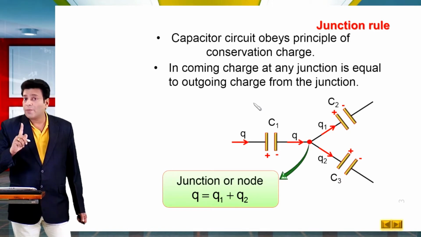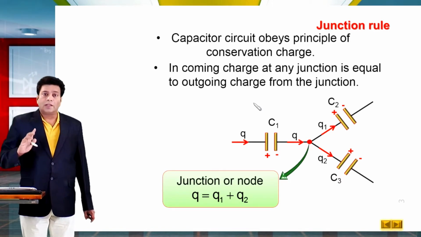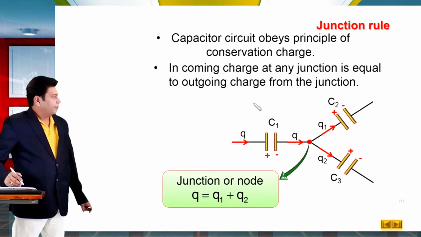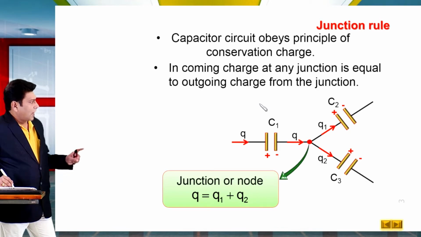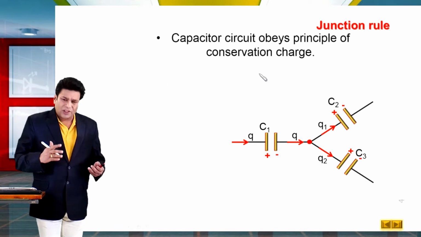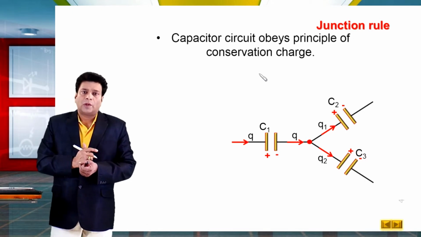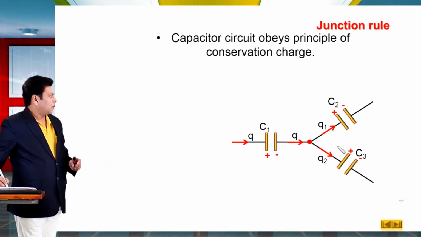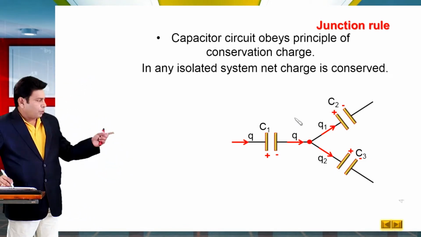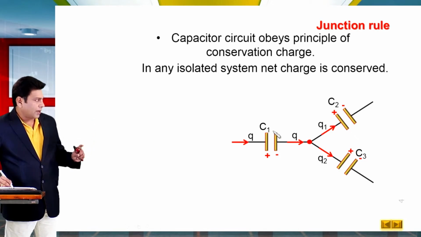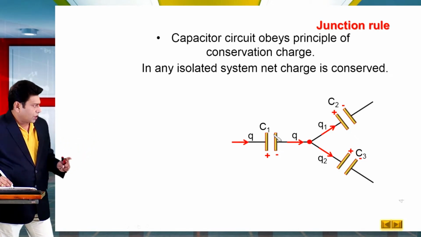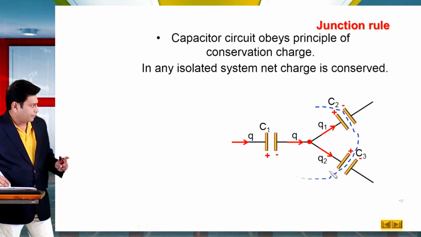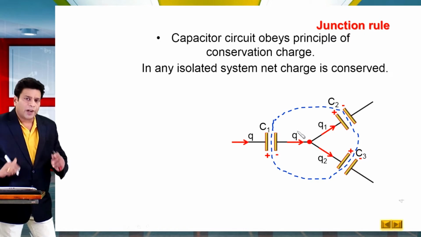And there is one very important part of the junction rule, that is the analysis of the isolated system. So, let us discuss the isolated system. Here we know charge cannot be created or destroyed. So, we can say in any isolated system, net charge should be conserved. So, let us observe where the isolated system is in this part of the circuit. If we take this section, three plates connected together, we can say these three plates are forming an isolated system.